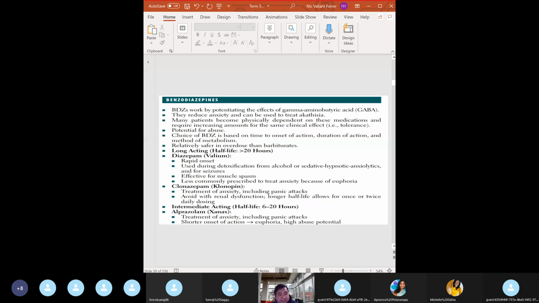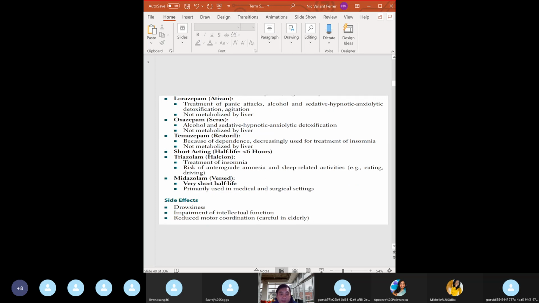Midazolam, Versed, it's high yield. It has a very short half-life. Out of all your benzos, this has the shortest half-life, your midazolam, primarily used in medical and surgical settings. Question, benzo overdose, what can you give? Flumazenil. Flumazenil, excellent. So you induce withdrawal then, right? But be careful, don't do it quickly because it's life-threatening. Side effects, you can read that one.